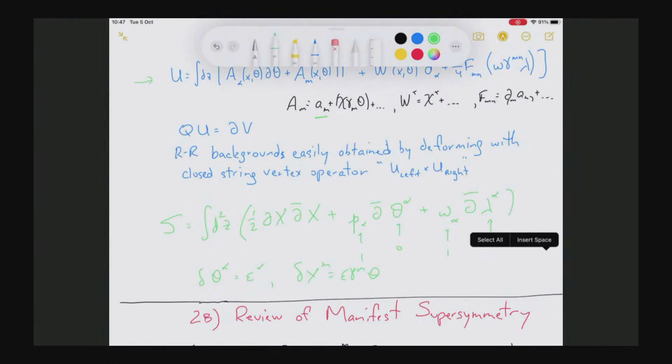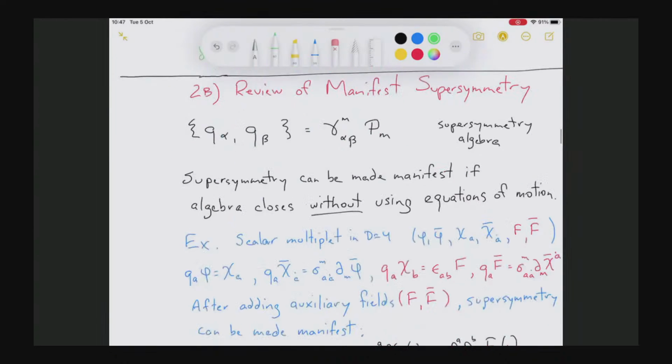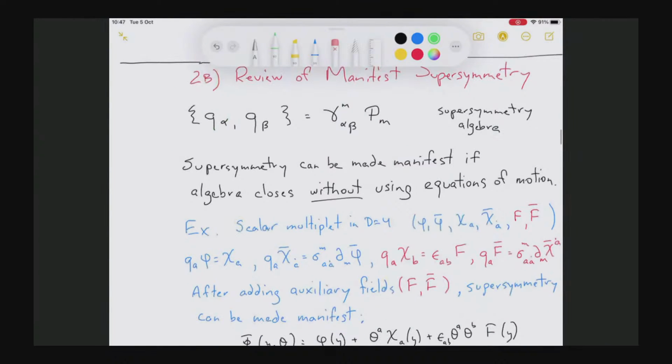Okay, so now let me talk about how to make the RNS formalism manifestly spacetime supersymmetric. So as I mentioned, the usual supersymmetry algebra is this Q alpha with Q beta equals P m. And spacetime supersymmetry can be made manifest if the algebra closes without using equations of motion. So this is familiar to anybody who studies spacetime supersymmetric systems.